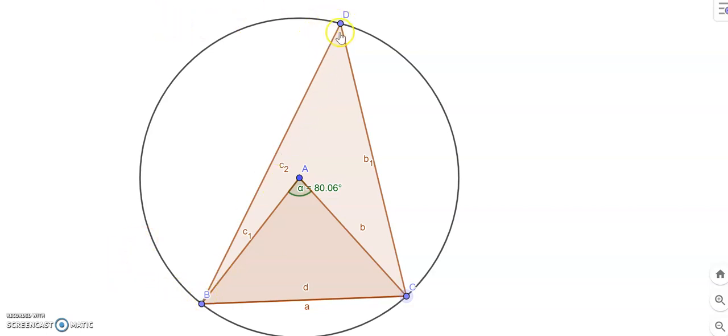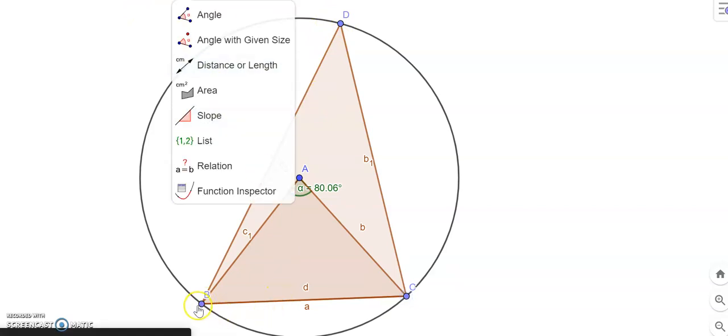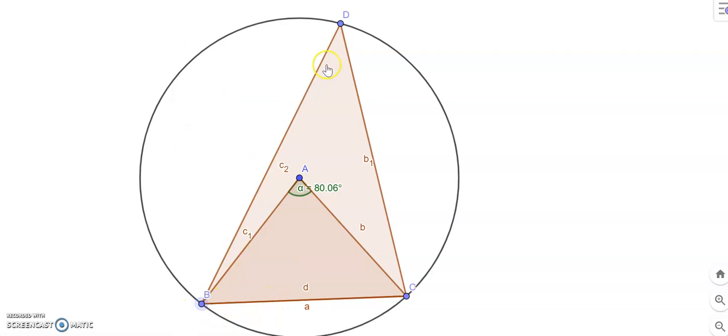So what happens at point D here? Now at point D, if I put that angle at point D here, it will tell me something. Now it tells me something. The angle at the center is 80.06, but the angle at the circumference here is 40.03, which means it is half of the angle at the center.